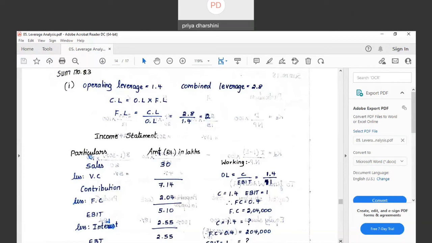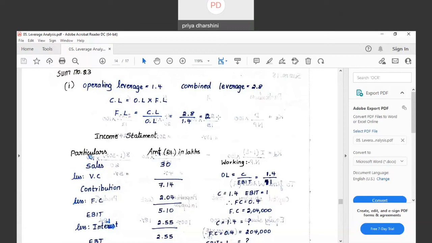Okay, let's solve one after the other. What is told? First question is calculate financial leverage. They have given us operating leverage is 1.4 and combined leverage is 2.8. How do you measure combined leverage? It is operating leverage into financial leverage, which means how do you find the financial leverage? It will be combined leverage divided by operating leverage. So you get financial leverage as 2. First part of the question is answered.